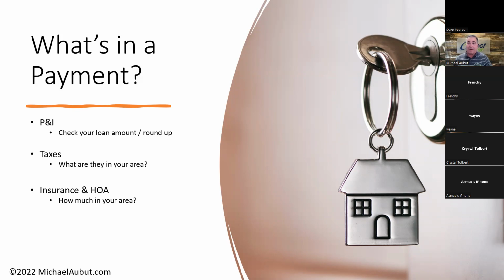Homeowners insurance and homeowners association is also included in your payment. How much are they in your area? Are you in a flood prone area and have to include flood insurance? Are you in Florida and insurance is higher here than many other places in the country? Are they putting down a small amount? You have mortgage insurance or private mortgage insurance. So if it's FHA, you're going to take 0.85% of the base loan amount and divide it by 12.